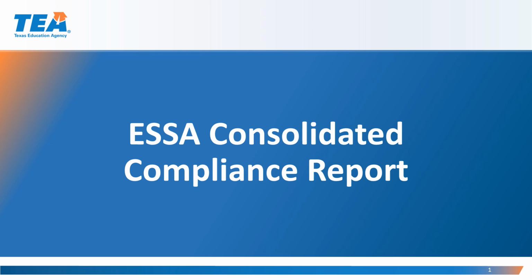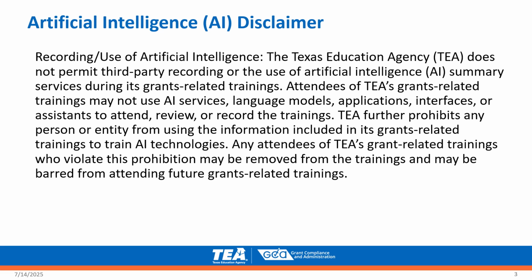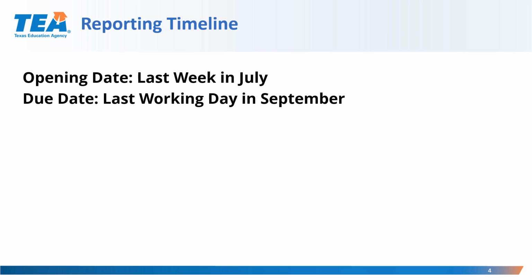This section is going to cover the ESSA Consolidated Compliance Reports. The reporting timeline for the ESSA Consolidated Compliance Reports is: the opening date is the last week in July, and they're normally due the last working day in September.